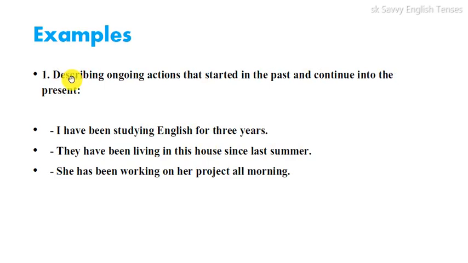Number first, describing ongoing actions that started in the past and continue into the present. For example, I have been studying English for 3 years. They have been living in this house since last summer. She has been working on her project all morning.